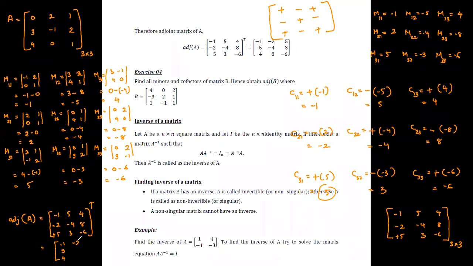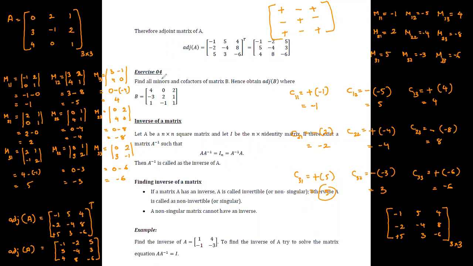Then this would be -2, -4 and 8. Then +5, 3 and -6. Therefore, this can be considered as the adjoint matrix of A, because we have taken the transpose of this matrix including cofactors. Therefore, this is how we are obtaining the adjoint matrix.